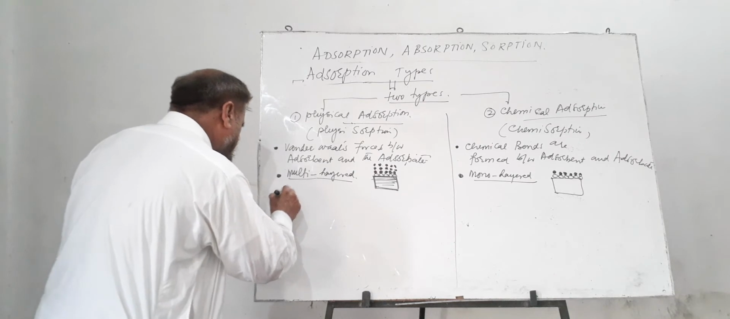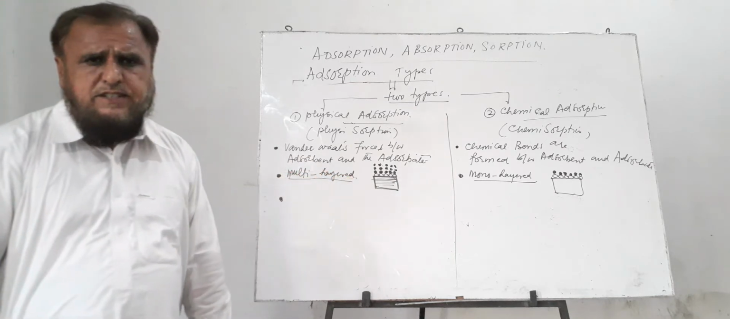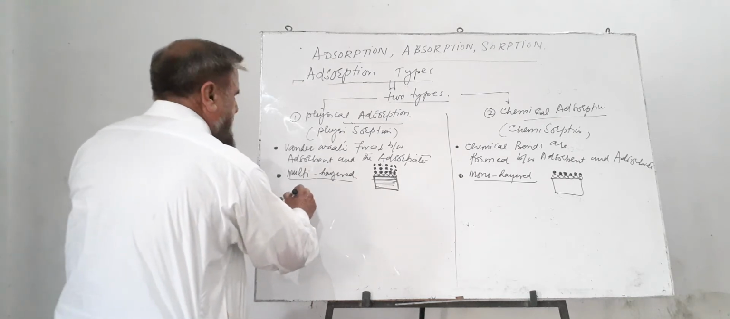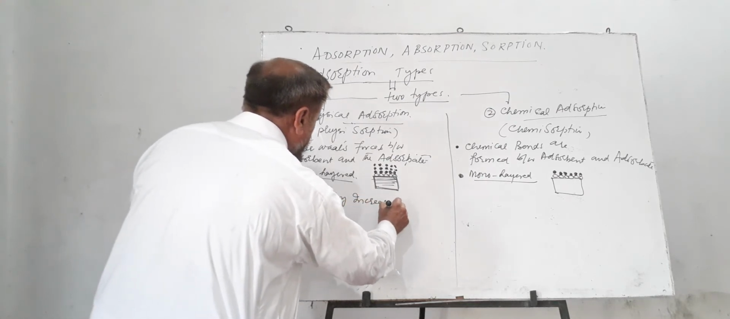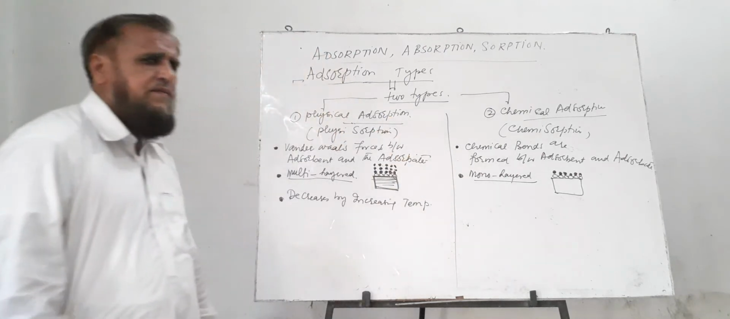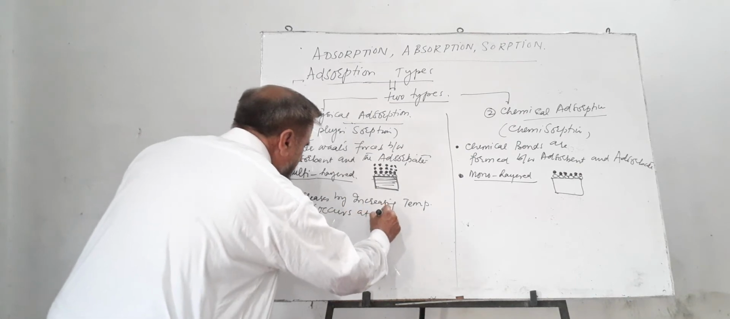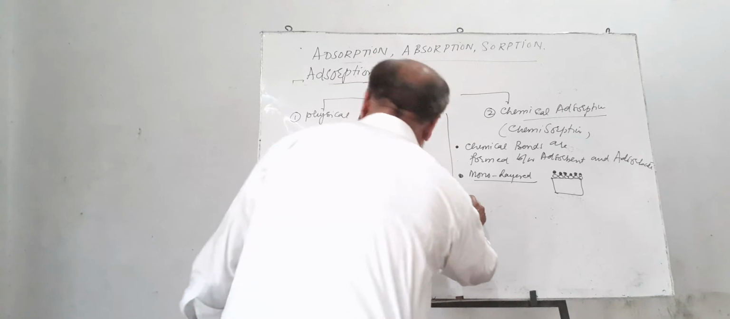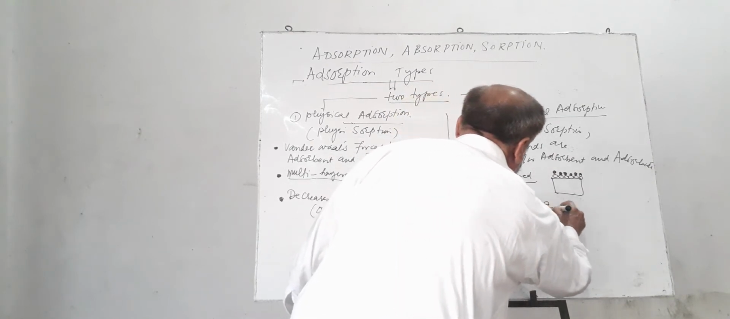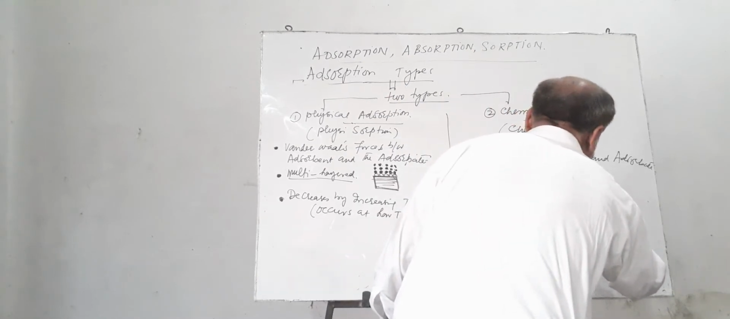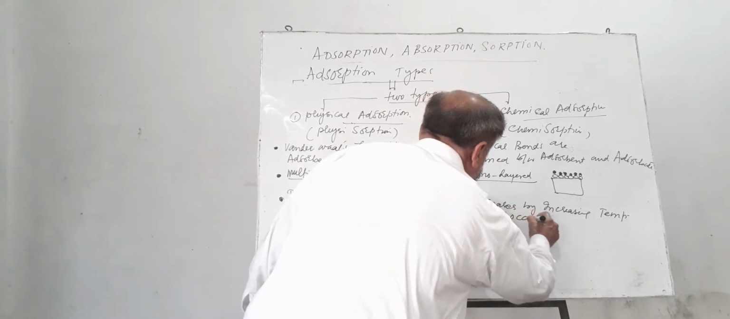The third difference is the effect of temperature. When we increase temperature, the rate of physical adsorption decreases. Its rate decreases by increasing temperature, or we can say that physical adsorption occurs at low temperature, while the rate of chemical adsorption increases by increasing temperature. We can say that it occurs at high temperature.